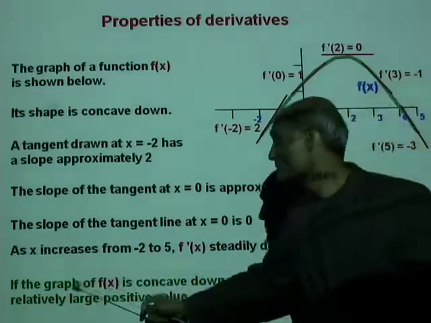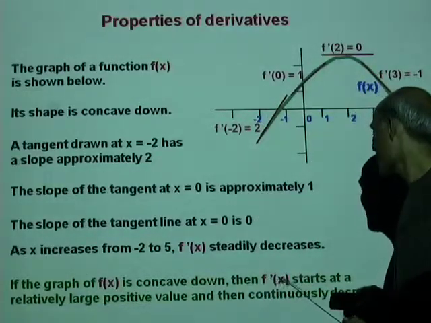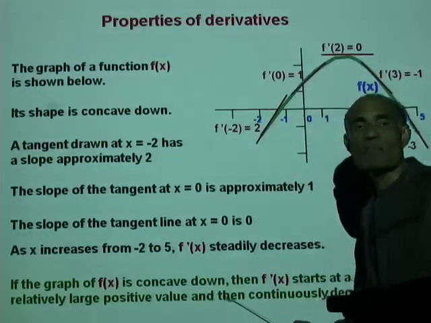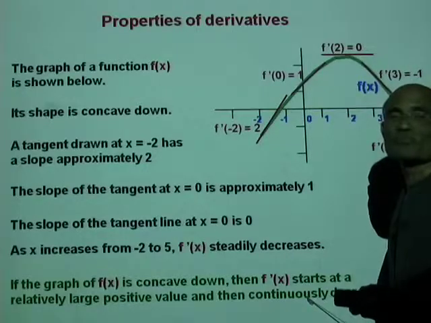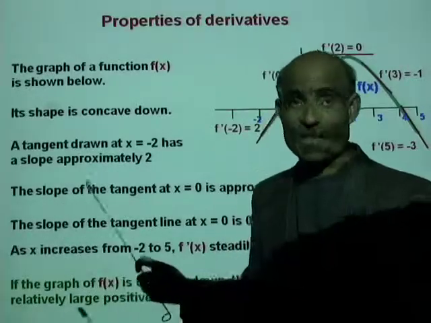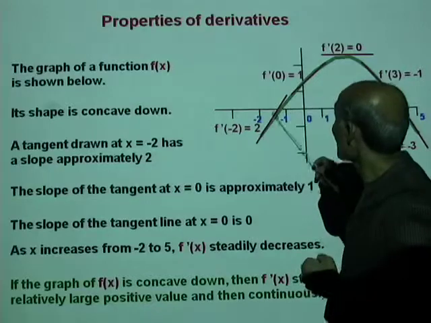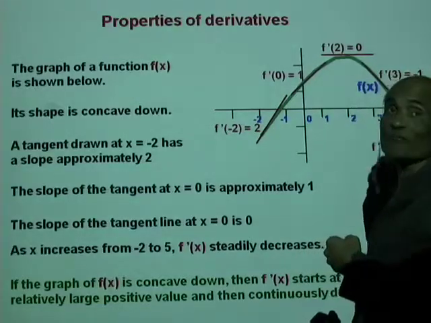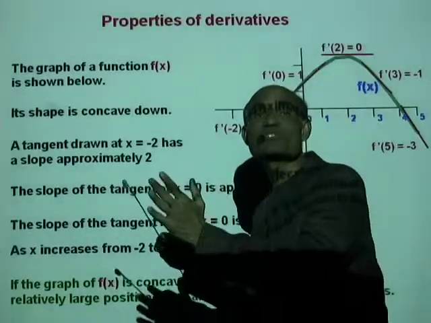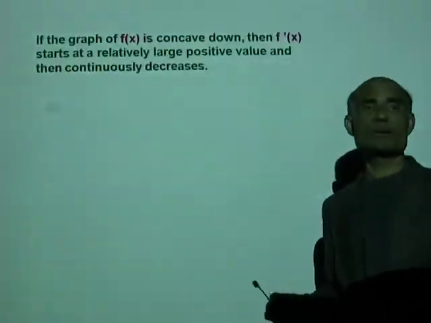That's right. If the graph of f of x is concave down, then f prime x starts at a relatively large positive value and then continuously decreases. Now this needs to be understood in many ways. I can state it in two different ways. One, if the graph of a function is concave down, then its derivative will be continuously decreasing. That's right. That is the most important information that you will need to understand.